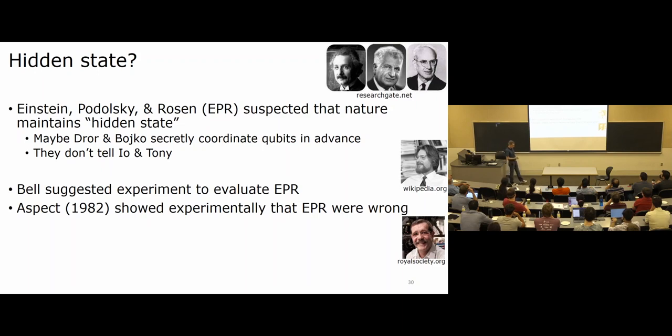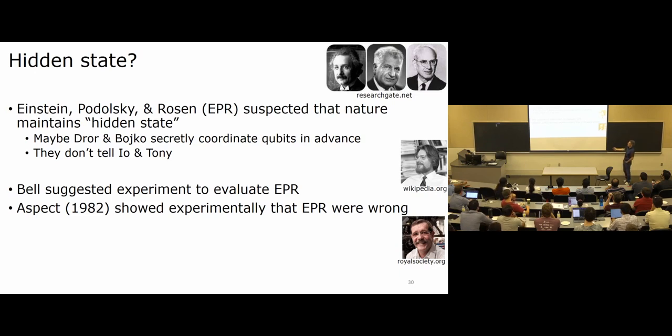But anyway, so what does it mean, hidden state? Hidden state would mean, for example, that Boshko and I were tricksters. We collaborate to set either 0-0 or 1-1, but we don't tell Io and Tony, and we put them at risk with all of these adventures, teleportation, flights, long flights, and so on. And all of this effort, despite us knowing whether it's 0-0 and 1-1, we just hid it from them. Nature doesn't work that way.